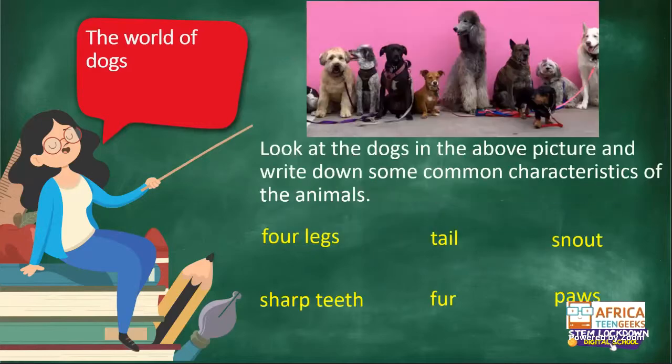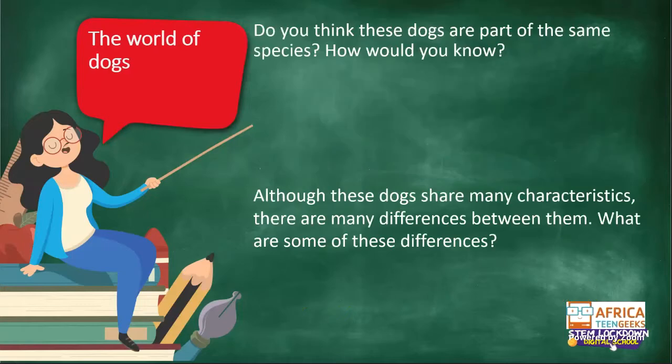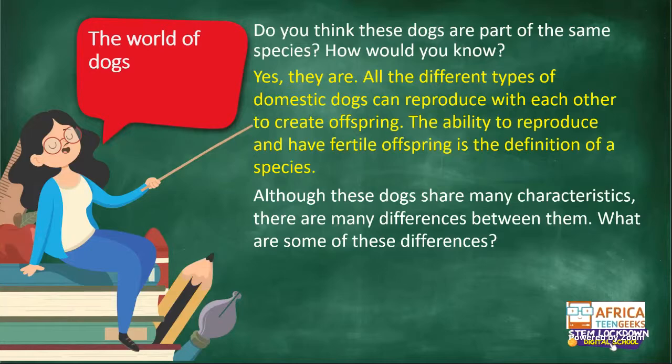So let's go back. There you can see they all look different because they are a different variety, and that variety comes from the fact that they have two parents. Okay, and we'll have a look at that. So there, yes, they are. All the different types of domestic dogs can reproduce with each other to create offspring.